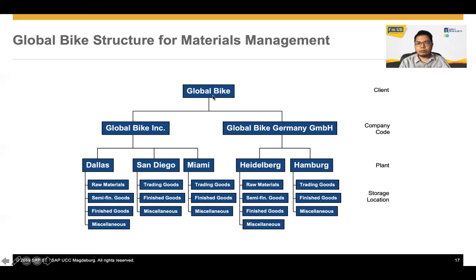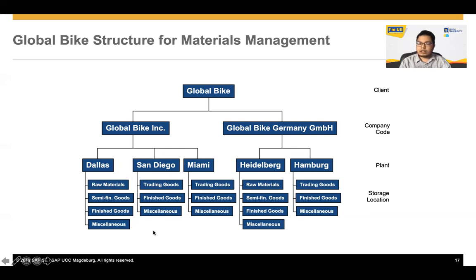The client is Global Bike, company code is Global Bike Inc. Plants are in different cities and they have different storage locations. Usually the storage locations are differentiated between raw material, semi-finished goods, finished goods, or miscellaneous. And as you can see here, some cities don't have raw material storage or semi-finished goods storage.